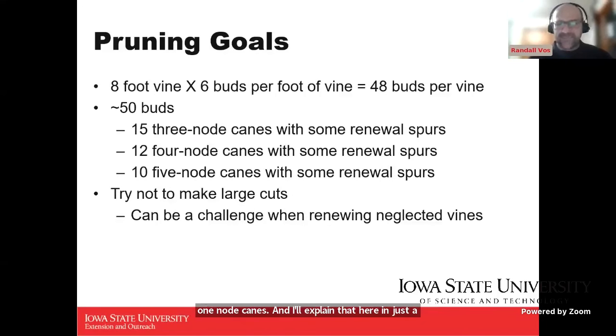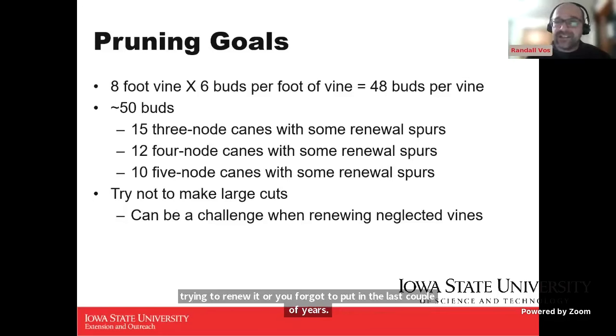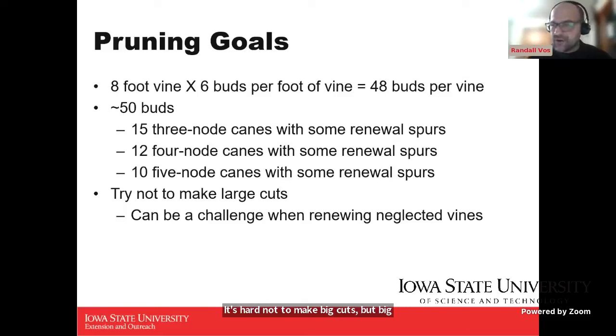And we try not to make big cuts. Now, if you've had a bit of a neglected vine, maybe you bought a place and you're trying to renew it, or you forgot to prune the last couple of years, it's hard not to make big cuts, but big cuts leave big wounds. And so our goal is to prune every single year and not have big wounds. And again, sometimes that's unavoidable, but that's our goal.